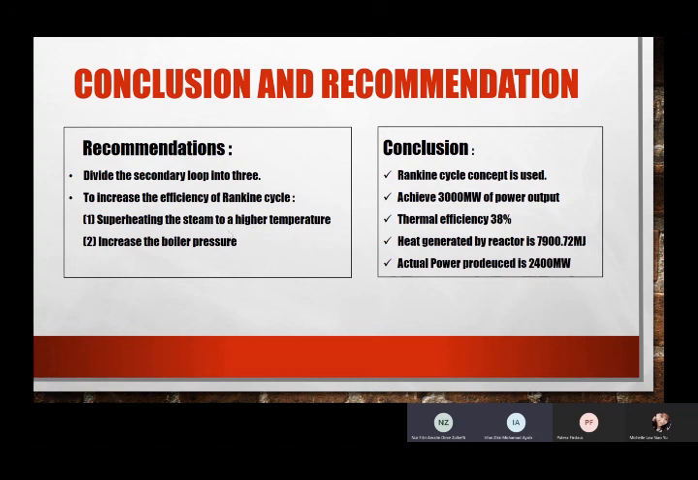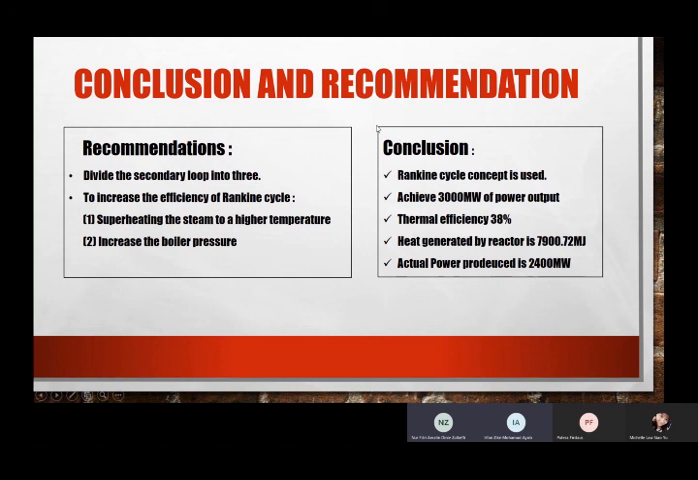Secondly, we can increase the boiler pressure, at which the boiling temperature of the steam will increase. When the plant operates at a pressure greater than 2.20 megapascal, the thermal efficiency will be higher. However, this method will increase the moisture content at the turbine outlet. To correct this, we can reheat the steam in the secondary circuit.